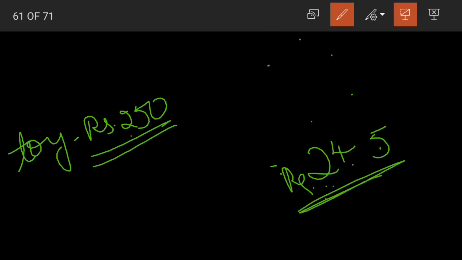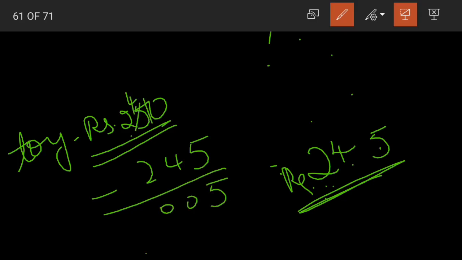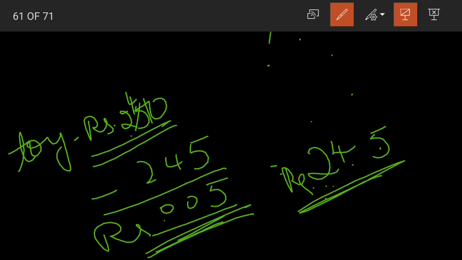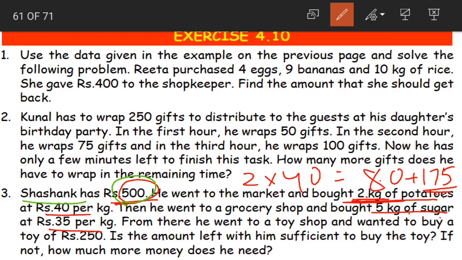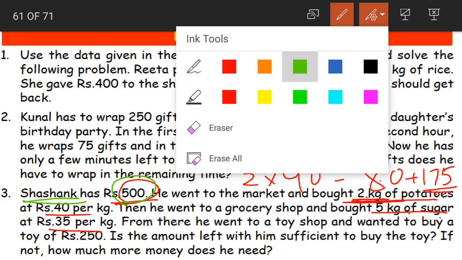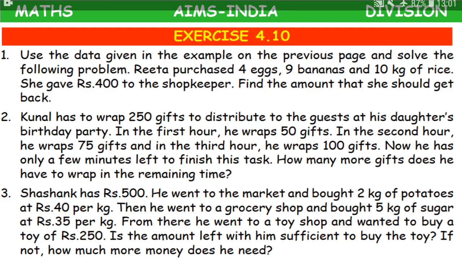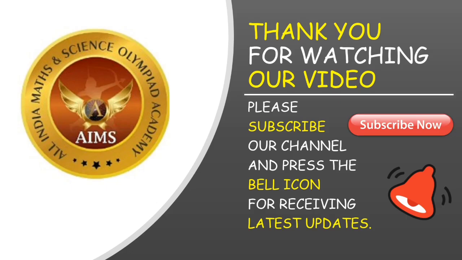Now with this money, can he buy the toy, children? No. So how much does he need more? If we subtract, we'll get 5 as our answer. How many rupees does he need more? He needs 5 rupees more. Shashank needs 5 rupees more to buy the toy. Clear, children, how to solve word problems using different operations, many operations at once.